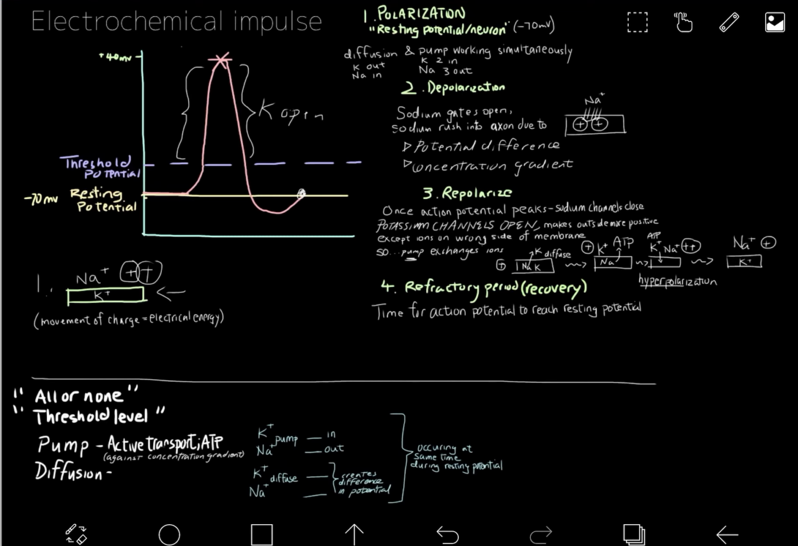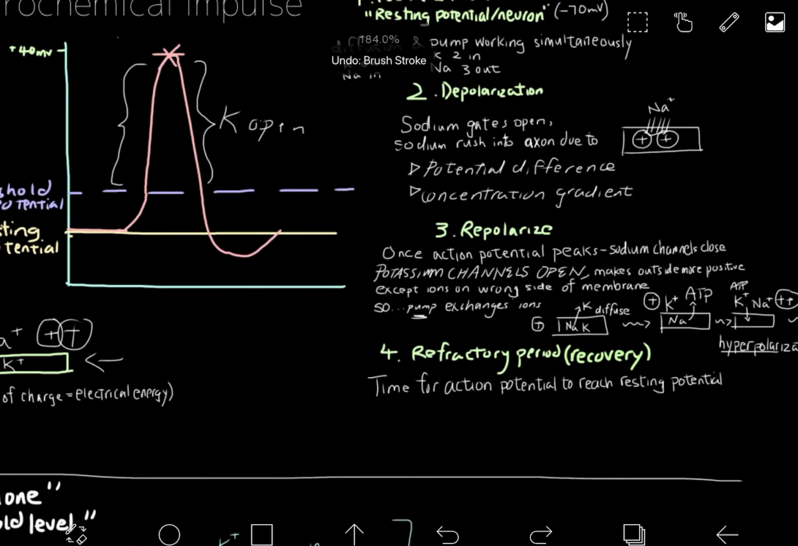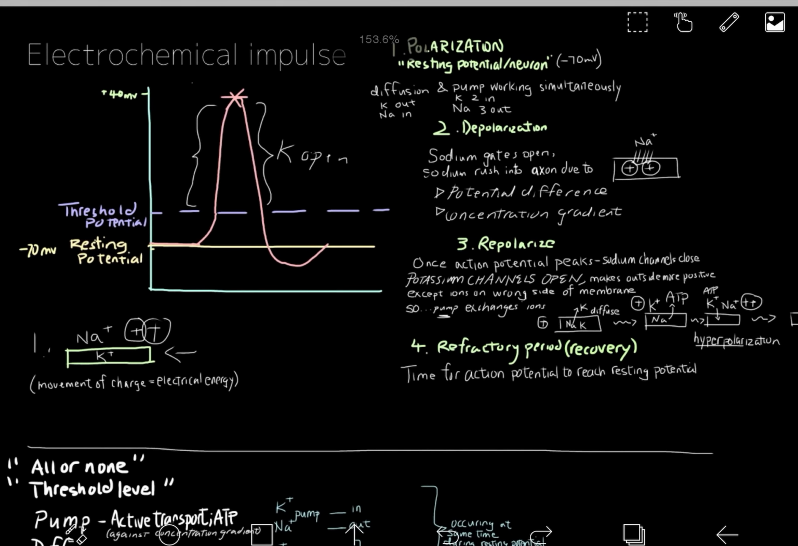It is a time. It's also called the recovery period because this is a time that must elapse before a neuron can generate another action potential, also called a nerve impulse. So the refractory period is just from here to here because this is a time it has to go through before you can repeat this process from the beginning again. Okay, so I hope that made sense.